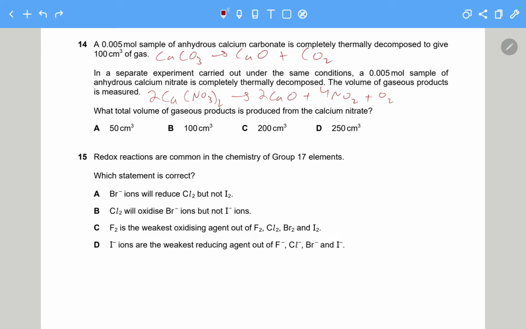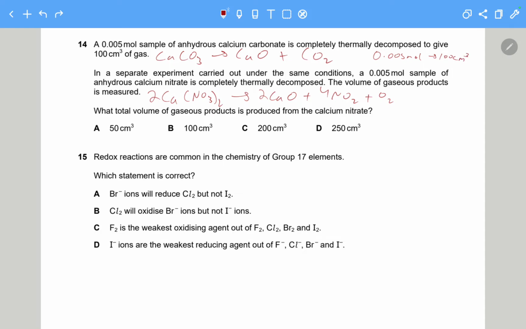Now, what total volume of gas products is produced from the calcium nitrate? Okay, so they've done this under a certain set of conditions. We don't know the conditions. So we know that a 0.005 mole sample of anhydrous calcium carbonate will give 0.005 moles of carbon dioxide because there is a 1:1 ratio between these two. So we have a ratio here that 0.005 moles of gas is 100 centimeter cube in volume under whatever set of conditions they are using.